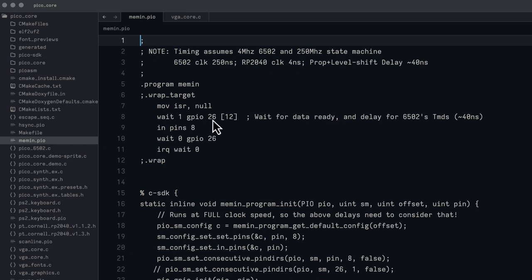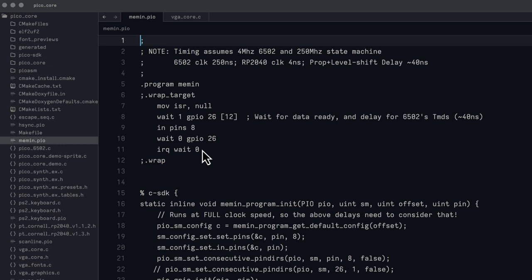Once that's done, we also want to wait an additional 12 clock cycles. And recall that each clock cycle on the Pi Pico, because it's running at 250 megahertz, is actually 4 nanoseconds. We want to wait about 48 additional nanoseconds to make sure that we are in that sweet spot where the data information on the data lines are valid and stable. And after we wait those 12 additional cycles, which is what this brackets command right here means, we are ready to read in the data on those 8 pins. We wait until the data ready line signal goes low, at which point we generate an interrupt.